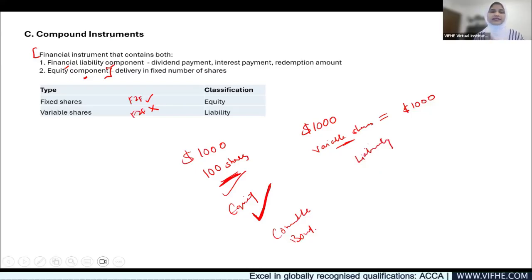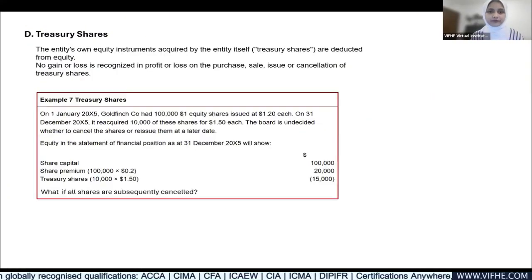I'm going to do an exam style question on this, so this will get really clear for you all. Don't worry. It's a very intensive exam style scenario with all the numbers and the explanation and everything, so it will get really clear for you all.